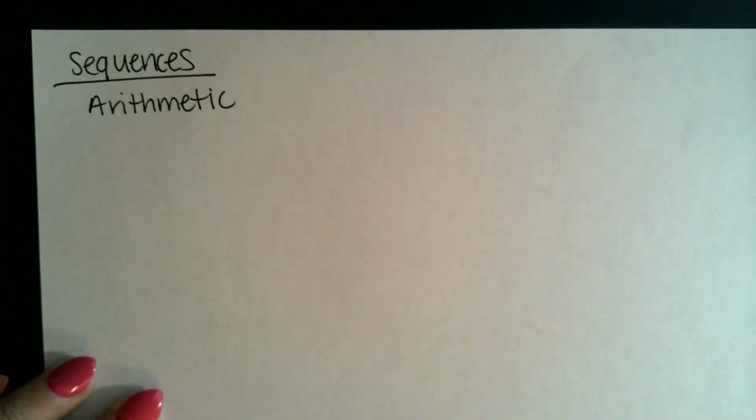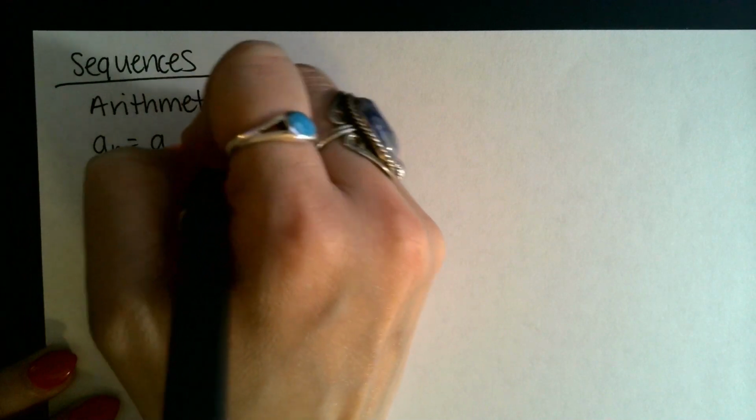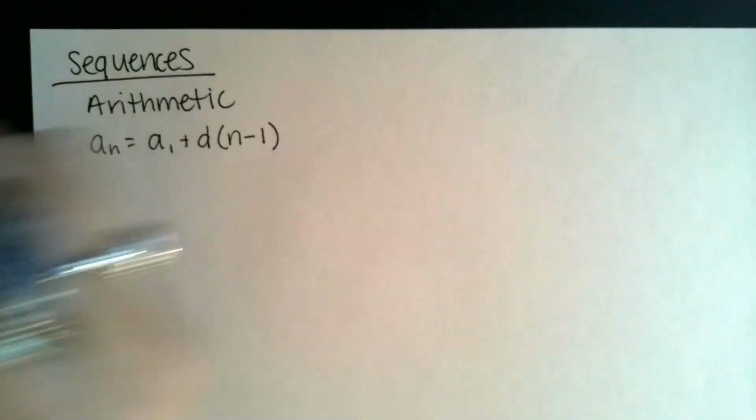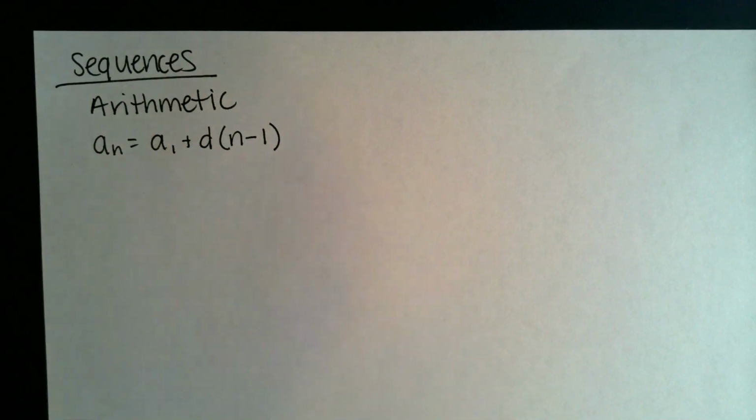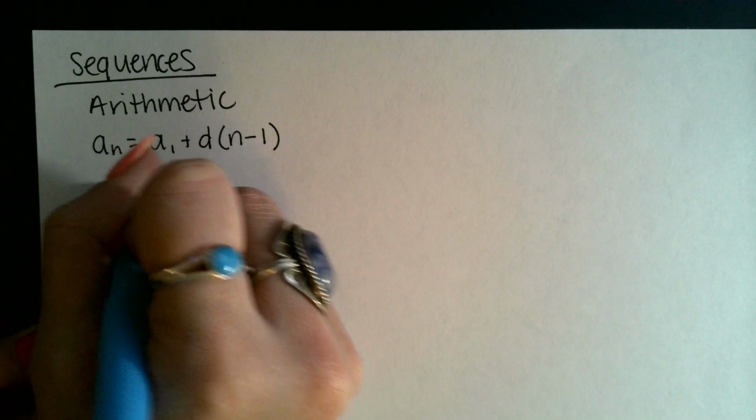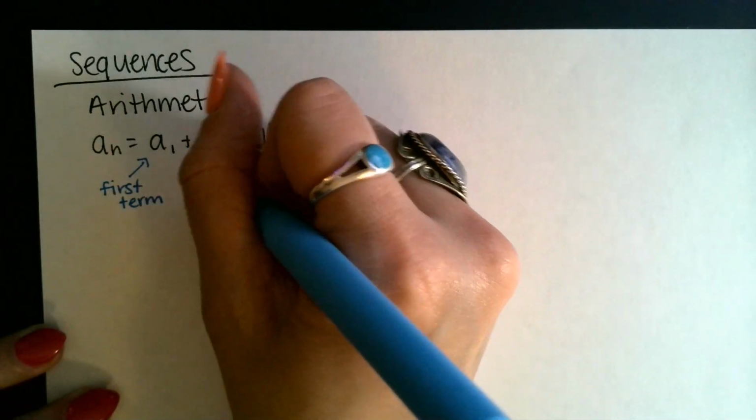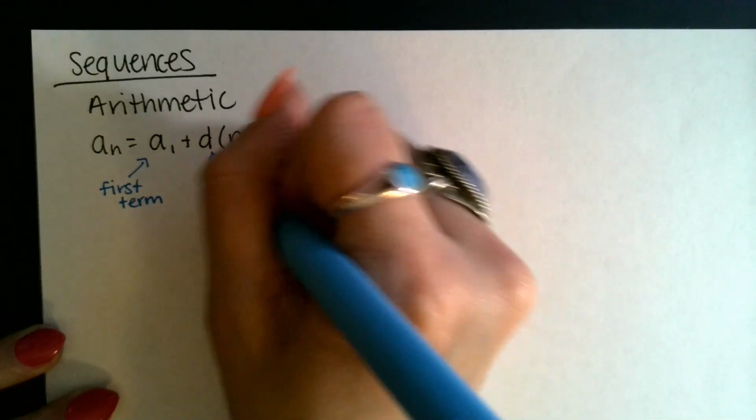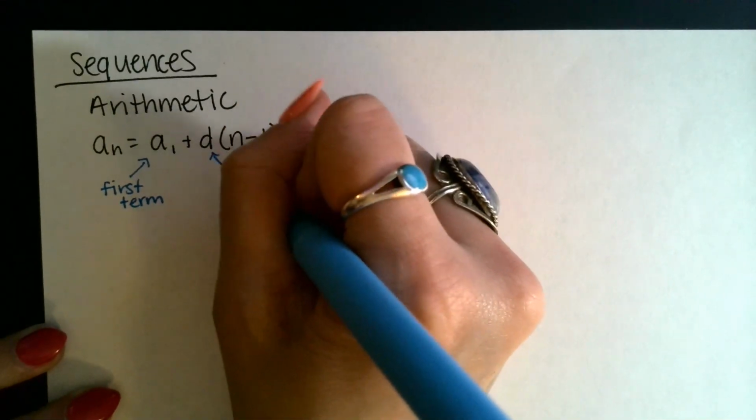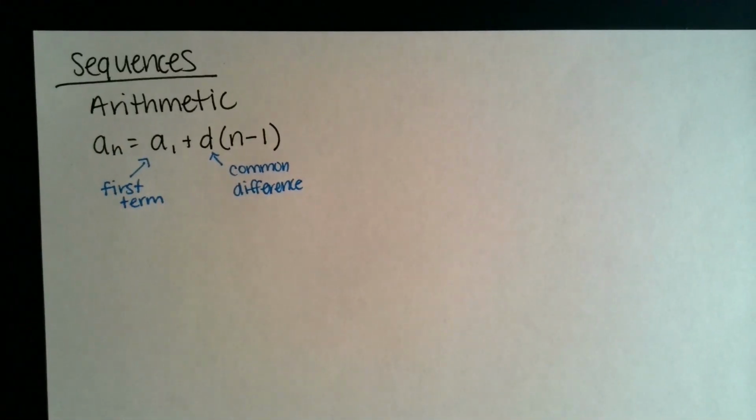You are given the explicit formula for an arithmetic sequence. It is a sub n equals a sub 1 plus d, parentheses, n minus 1. What is a sub 1? The first term. What is d? Common difference. Remember, an arithmetic sequence is adding or subtracting, depending on whether your common difference is positive or negative.